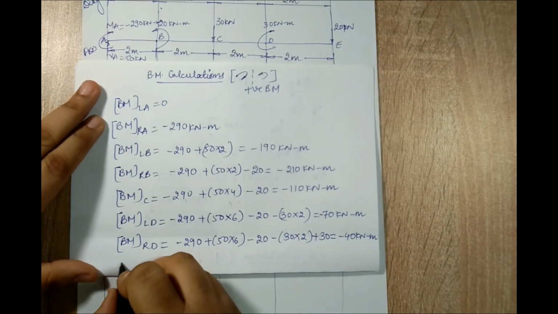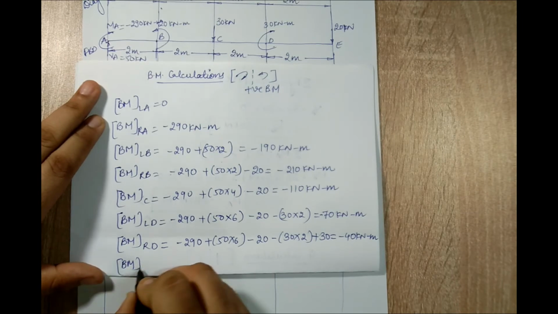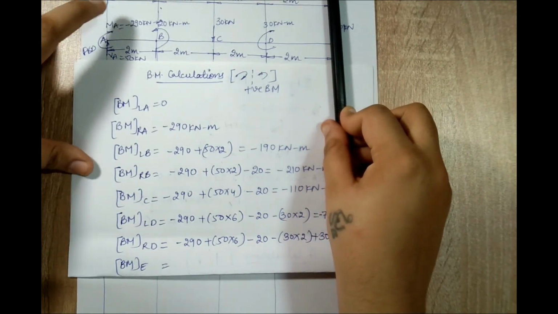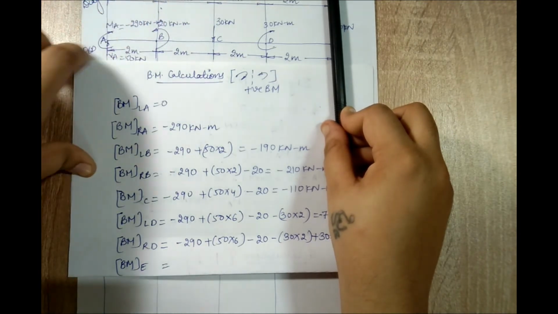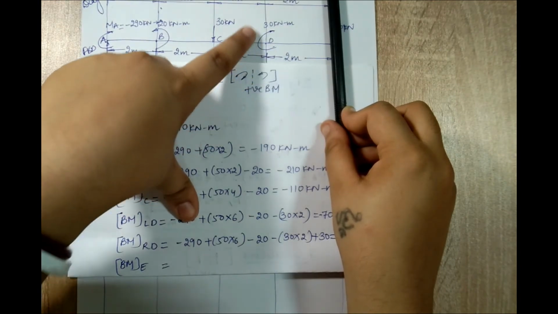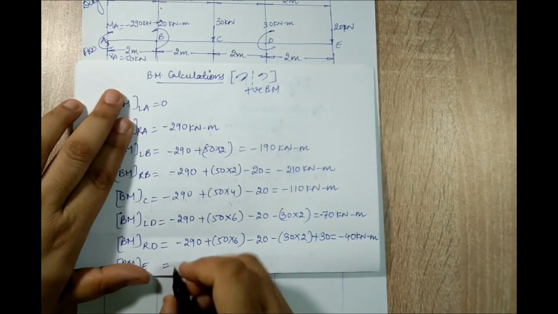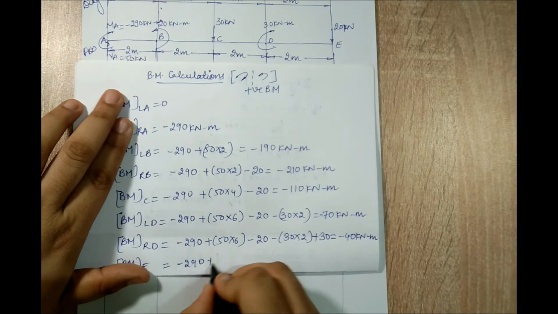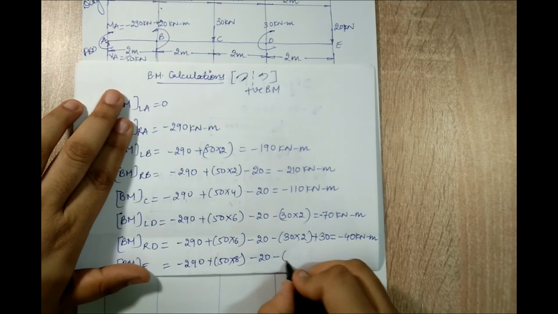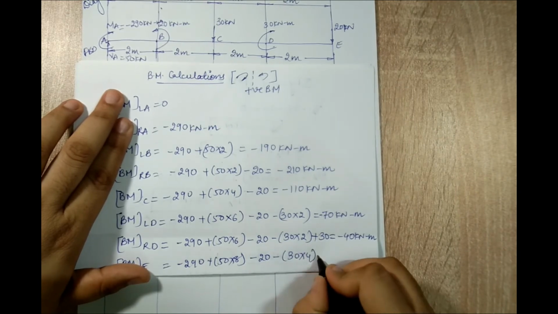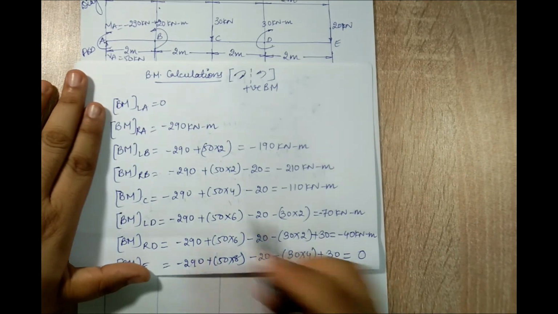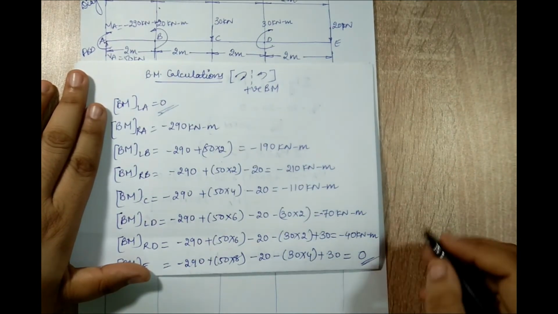The last thing which I have to calculate is bending moment at E. At E, I'll see minus 290, VA into distance positive, minus 20, 30 turning anti-clockwise, this 30 turning clockwise. So I write down minus 290 plus 50 into 8 minus 20 minus 30 into 4 plus 30. I get the value as 0. So I start with a 0 and I end at 0.